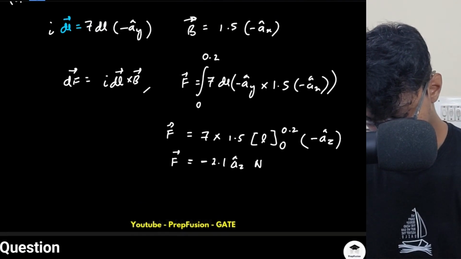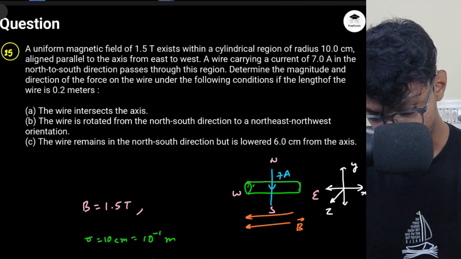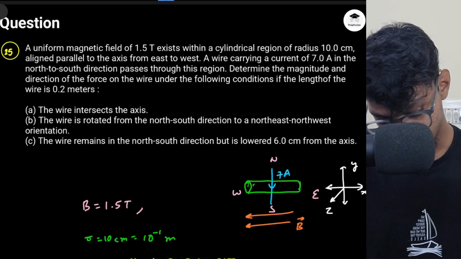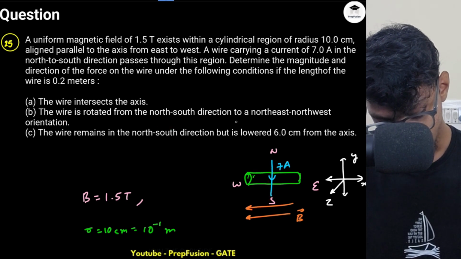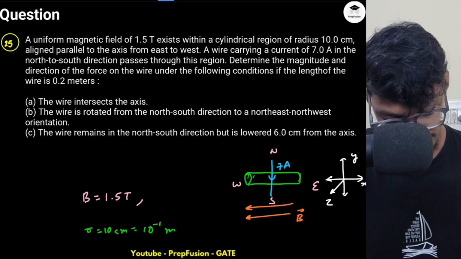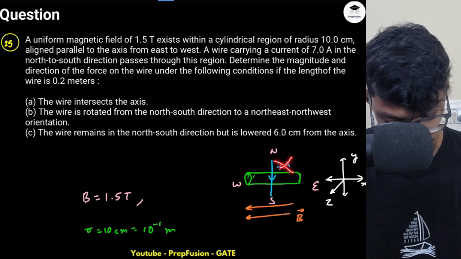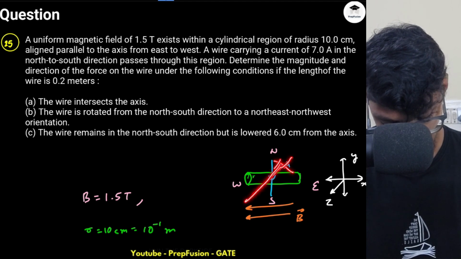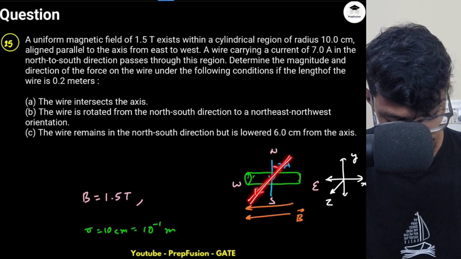For the second case, what are they telling? They're telling the wire is rotated from the north-south direction to the northeast-northwest direction. What does northeast-northwest mean? Northeast is somewhere here, and it will go towards northwest. So it is rotated 45 degrees.